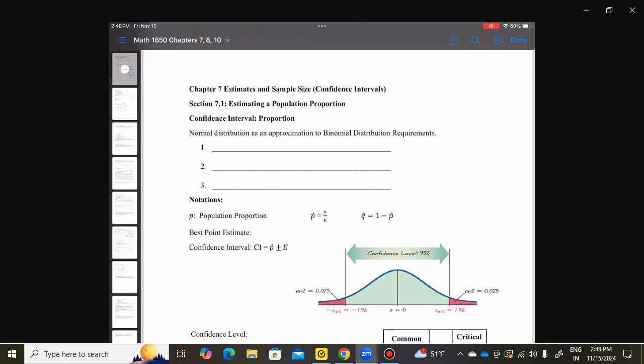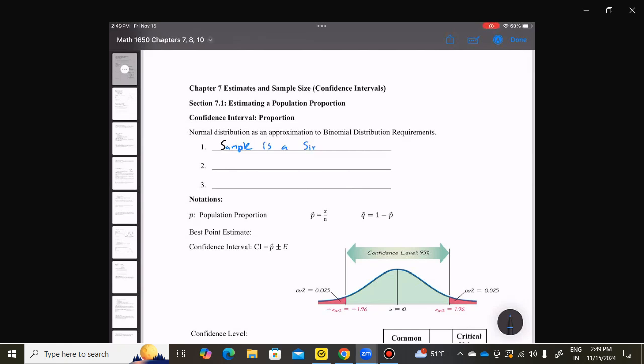Alright, so for proportions, we are building right off of what we just did in 6.6. We're looking at a normal distribution as an approximation to the binomial distribution. And so we have certain requirements. First, a sample is a simple random sample. Second, conditions for the binomial distribution are met.